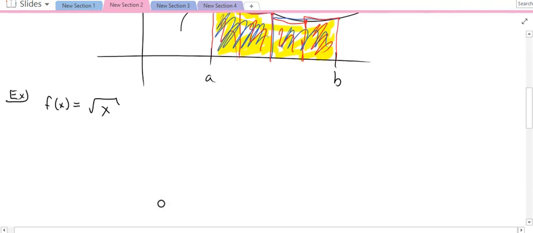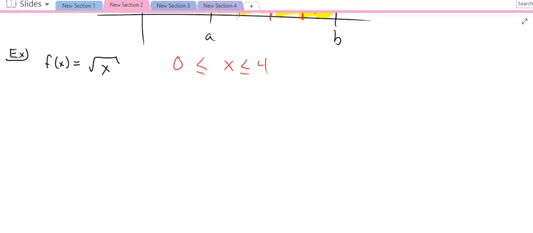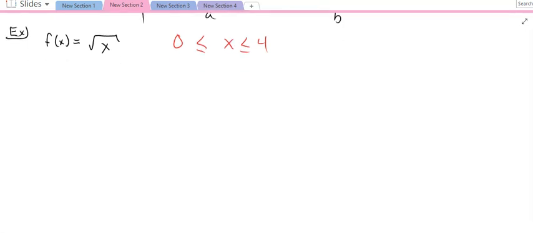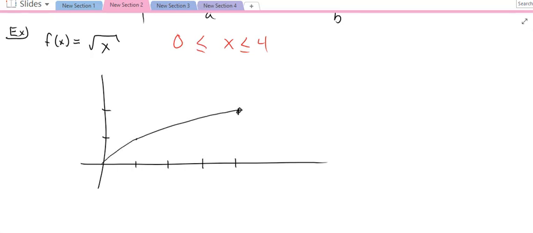So let's say I've got this function f of x equals the square root of x. And let's say I'm going to look between x equals 0 and x equals 4. I want to come up with what the area is underneath this curve. And so I can sketch a drawing of it. Our technique is to split this up into rectangles and use those rectangles as an approximation. And we use either what we call left endpoints or right endpoints.